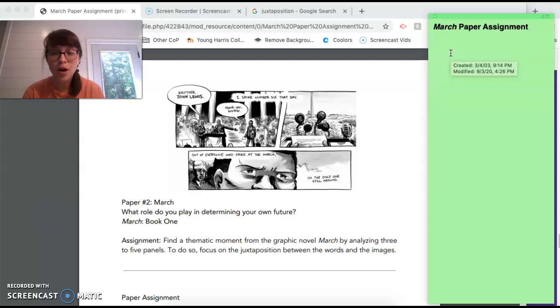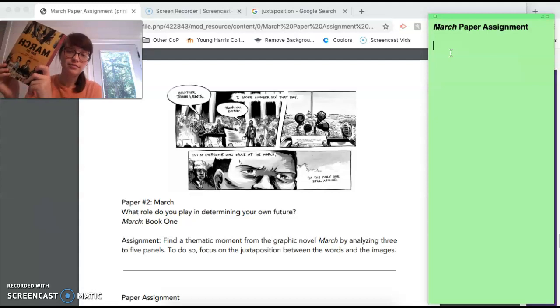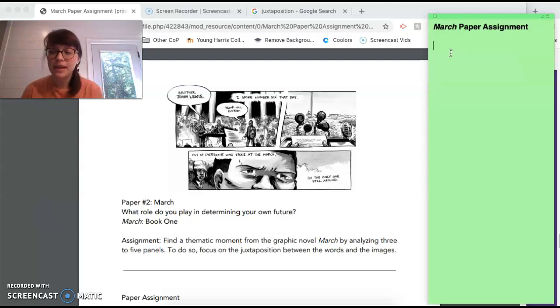Paper number 2, March. What role do you play in determining your own future? So we've got an essential question, just like we did with Dolly Parton. We are going to be reading March Book 1, and this is part of a trilogy, but we're only going to read the very first one. So let's unpack this assignment section.